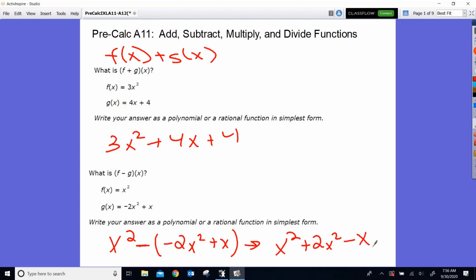Again, I'm just showing a paper trail. I'm not saying you have to. See any like terms? What's your answer? 3x squared minus x.